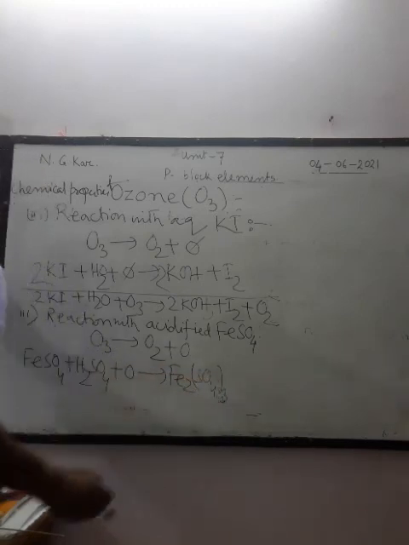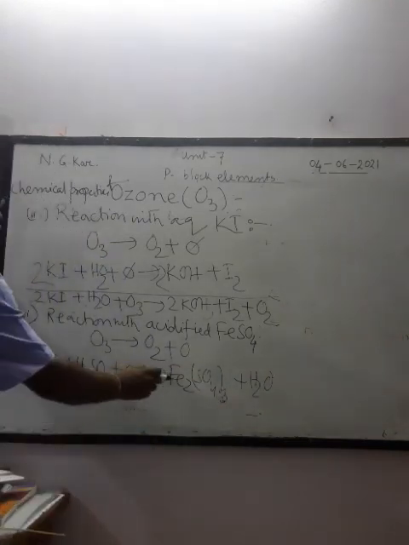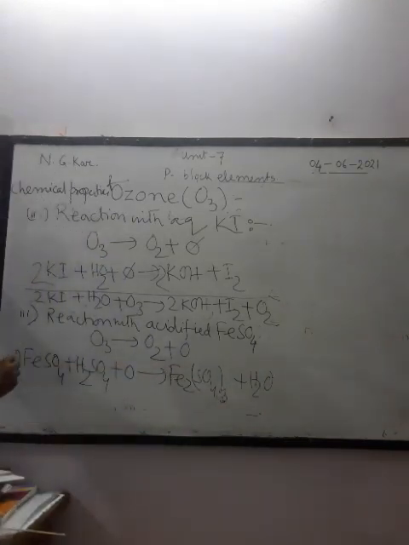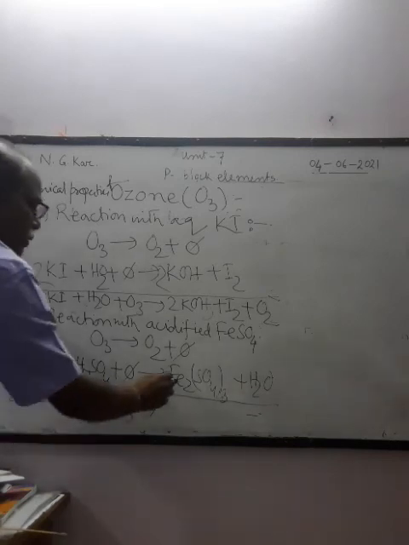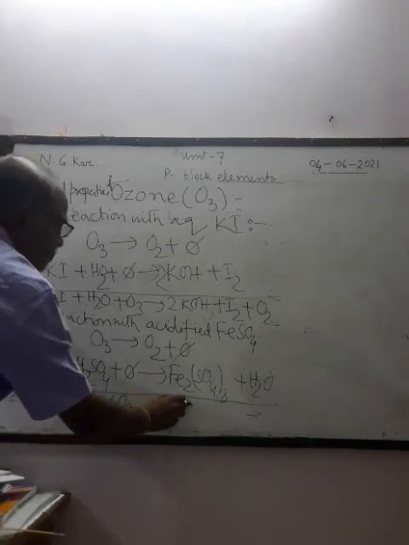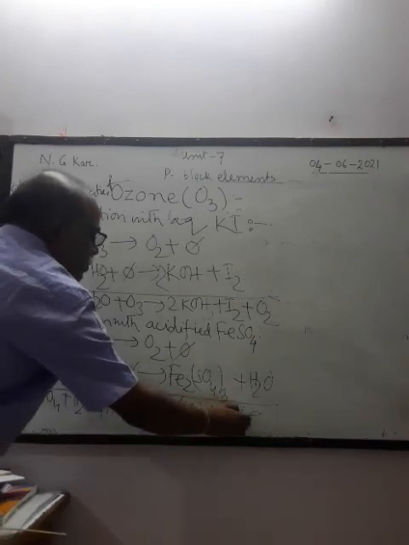So this is the formula of ferric sulfate and water. If we balance this reaction, 2 iron, 2 iron, 2 sulfate, 3 sulfate, so 3 sulfate is 2 O. So this is the balanced equation. If we sum up both reactions, the left side is 2 FeSO4 plus H2SO4, O cancels out, plus ozone. So this is the left side. Right side: ferric sulfate plus water plus oxygen.